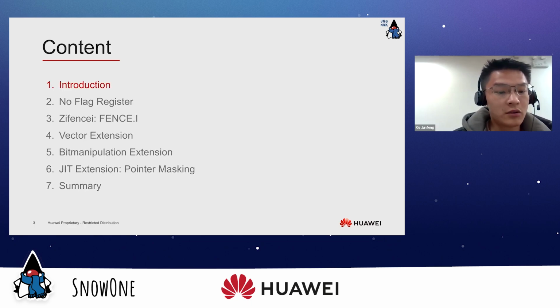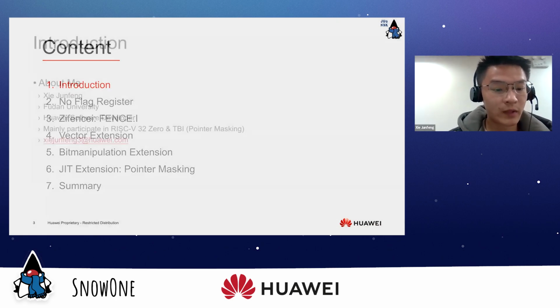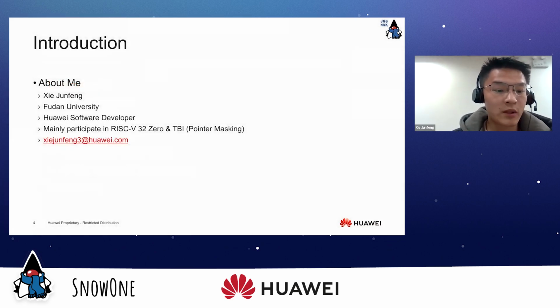First, let me give you some brief introduction about me and the team. My name is Xie Junfeng. I graduated from Fudan with a master's degree 1 year ago. I joined Huawei as soon as I graduated, so this is my second year on this job. Last year, I was mainly involved in the development of RISC-V 32 and TBI, which is related to pointer masking. That's why I'm going to talk more about pointer masking today.